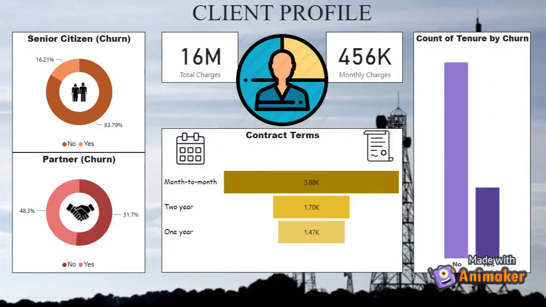Second page, which is the client profile or demographics. This shows the count for total and monthly charges, and the churn of the senior citizen group, which gives no as the highest percentage. The same goes for partner and tenure. While for the contract terms, month to month got the highest number of churn.